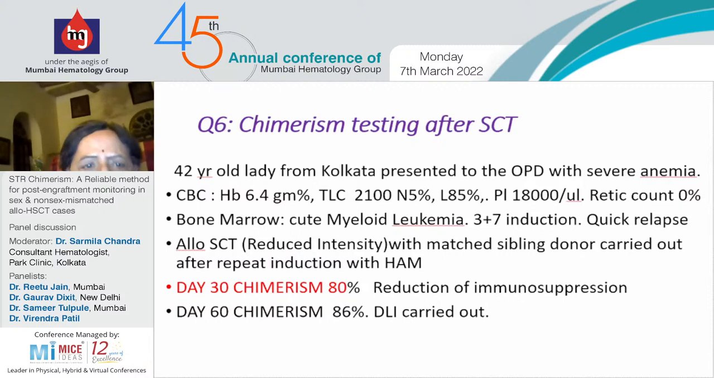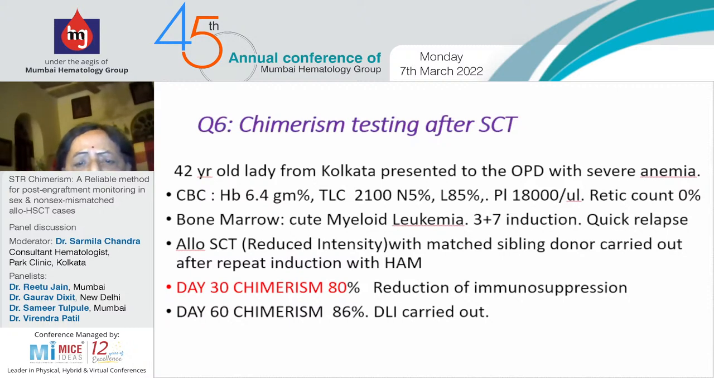Now, this is the third case that we did recently. Recently means it's about 9 months now. It's a 42 years old lady from Kolkata who presented with a severe anemia to the OPD. And her CBC showed that she had blast cells recognizable in the peripheral blood. The bone marrow showed acute myeloid leukemia, and she went through a 3-7 induction. Now, after some time, after 3 months or so, she had a quick relapse.